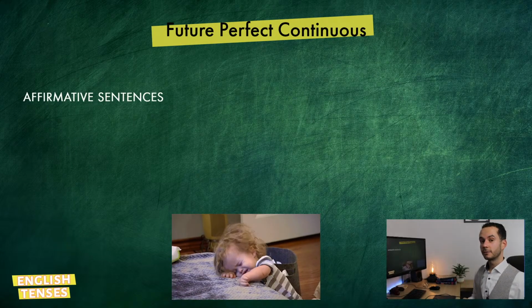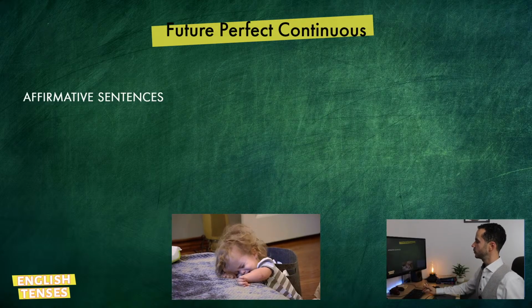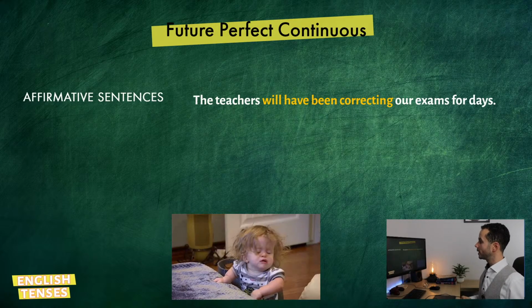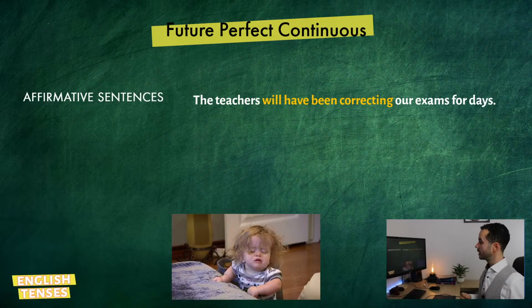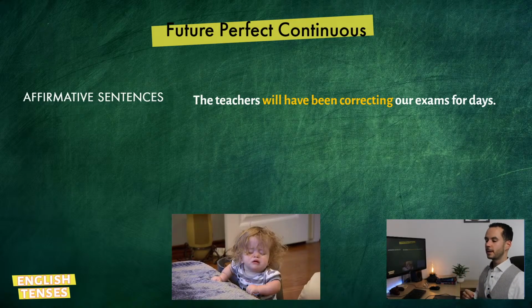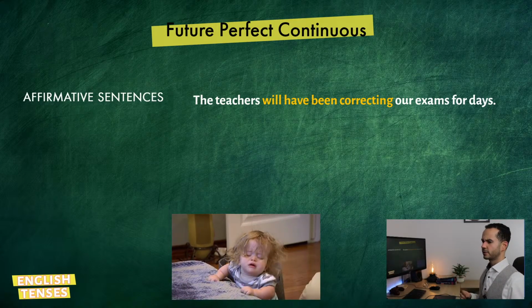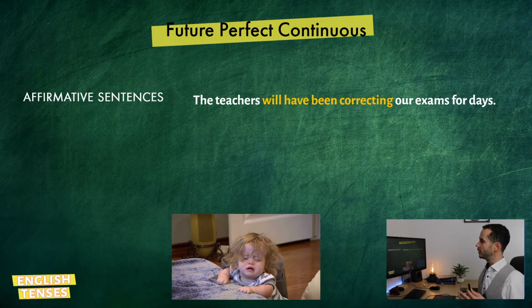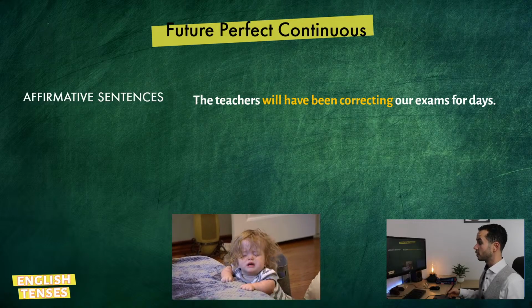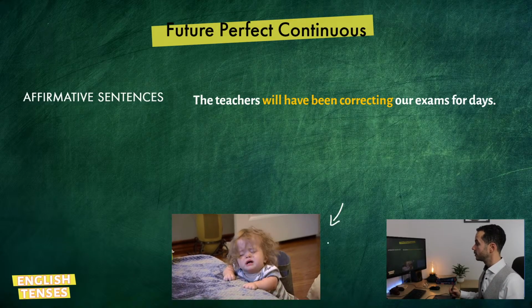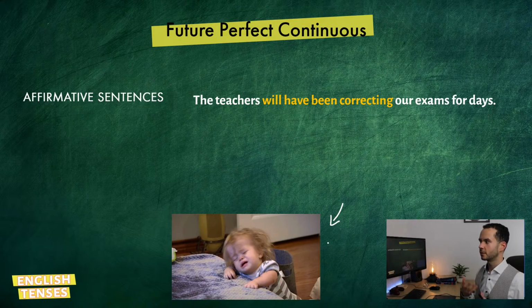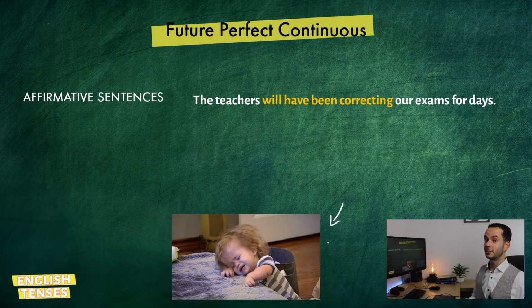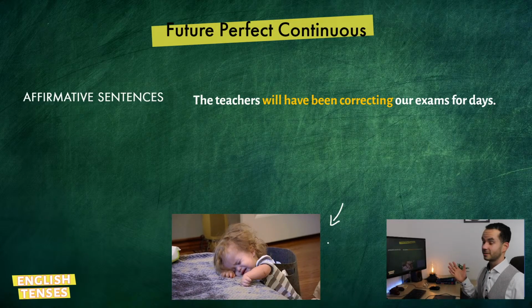Some examples of future perfect continuous. The teachers will have been correcting exams for days. So, when we look at the future and we're discussing, well, why are they still correcting the exams? We might say something like, the teachers will have been correcting our exams for days. And honestly, this is how teachers feel when they're still correcting your exam. So never ask your teacher whether they're already done, because this is how we feel.